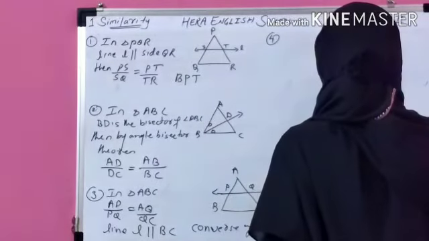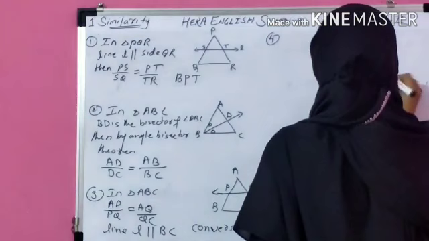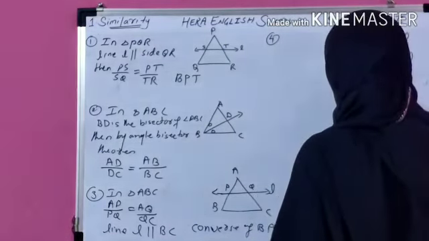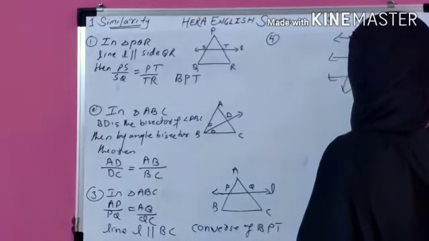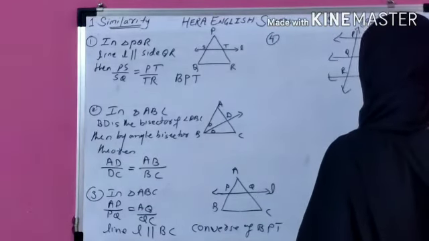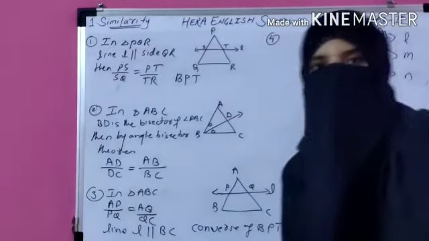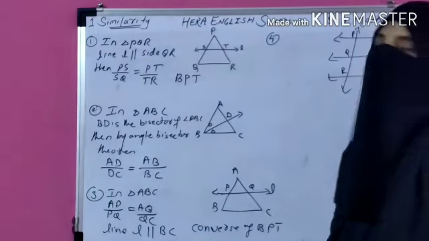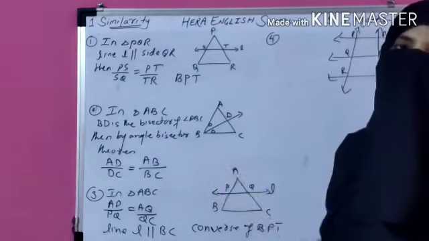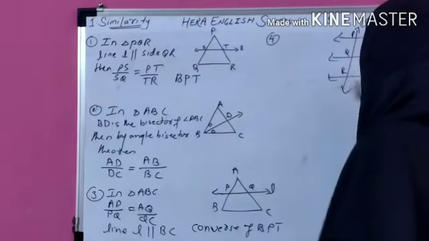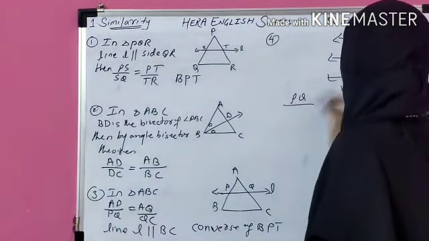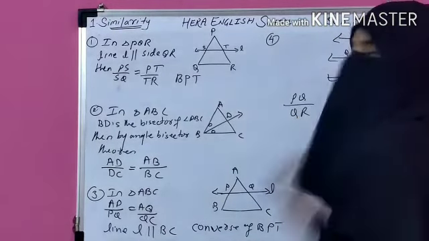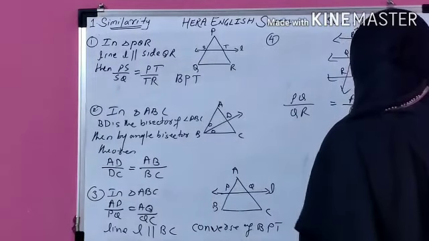Now one more example. Suppose these three lines are parallel: line L, line M, line N are parallel, and these two are transversals, with points P, Q, R and A, B, C. Which theorem can you apply here? The property of three parallel lines and their transversals. What is the property? The ratio of the intercepts of the first transversal is equal to the ratio of the intercepts of the second transversal. That means PQ upon QR is equal to AB upon BC.